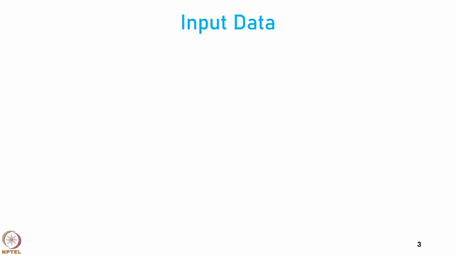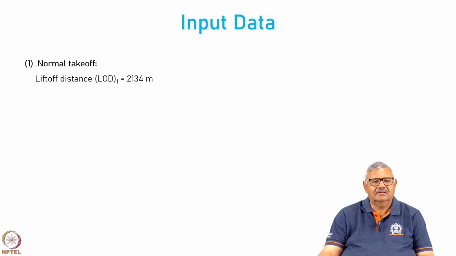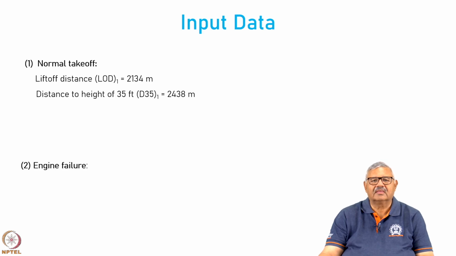Let us start with some input data. As I mentioned, we are going to take a theoretical case. So, let us assume that the following input data has been specified for a particular aircraft. The normal takeoff distance is 2134 meters, also called LOD1, because 1 represents normal takeoff. Then the distance to height 35 feet, called D35-1, is 2438 meters.